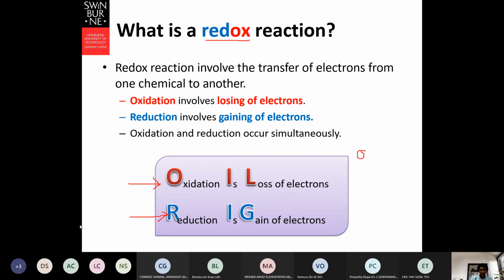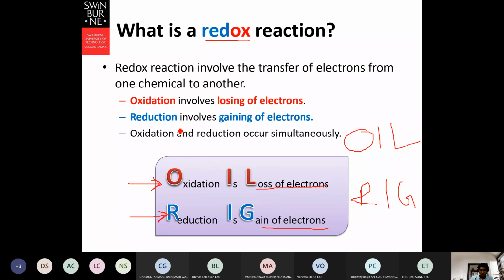Oxidation is loss. OIL is oil, and RIG, rig. So oxidation is losing of electrons and reduction is gaining of electrons. So we should always remember these two mnemonics so that our life will be much easier in this case. Otherwise, it is quite confusing.